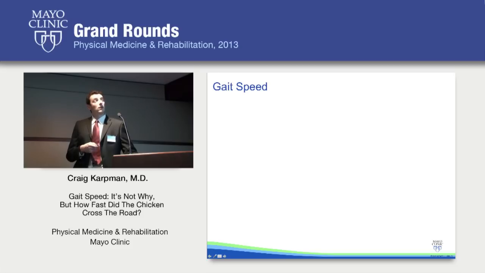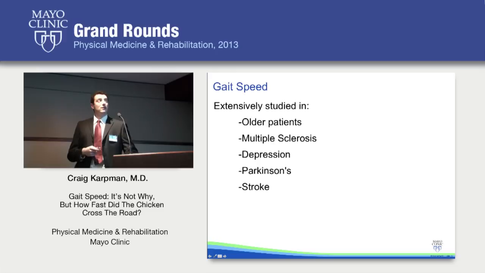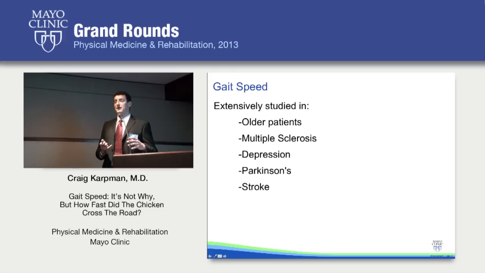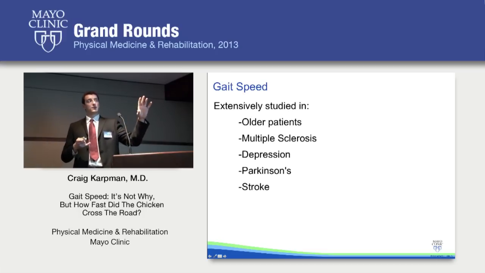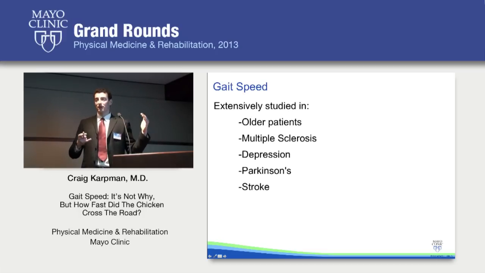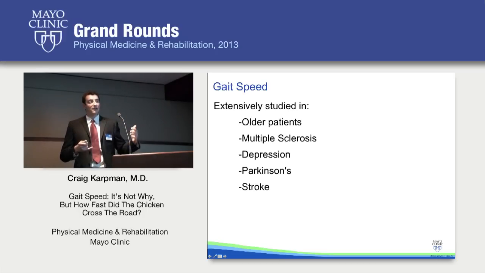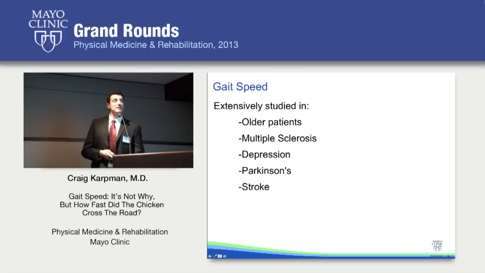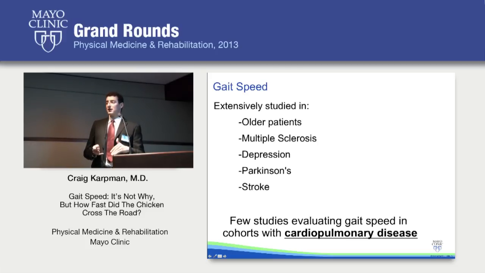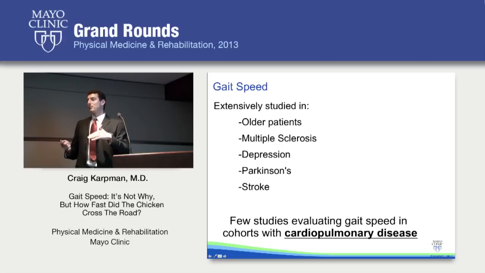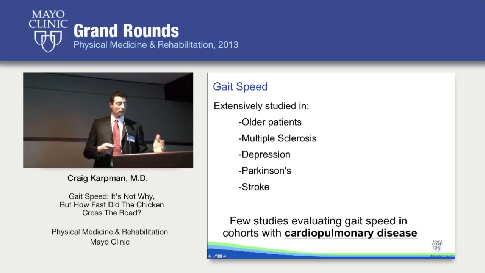Now, whenever you read through the gait speed literature, most of the time it's been extensively studied in a healthy older population or in individuals with neurologic disease and some other cohorts, particularly MS, Parkinson's, and Alzheimer's disease. But there are really few studies looking at gait speed in cardiopulmonary disease, and that was where our group comes in.